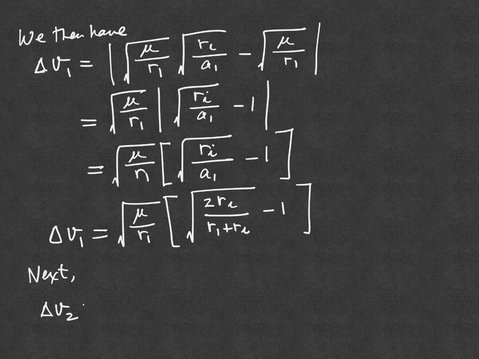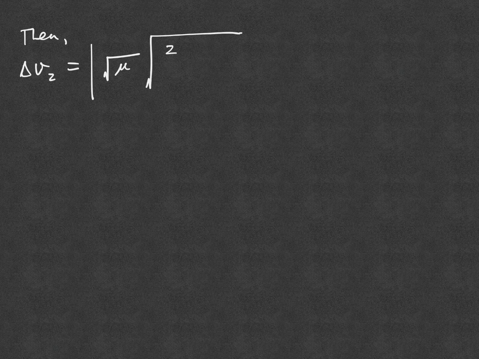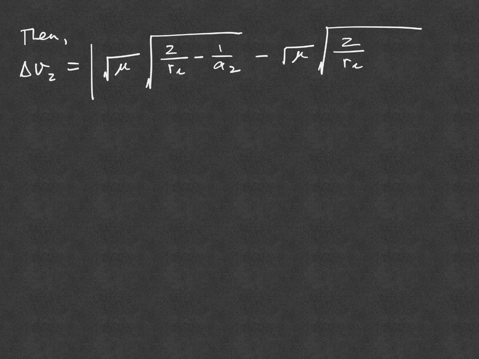So delta V2 is equal to the absolute value of V2 plus minus V2 minus. Now let's write each of these out. Then delta V2 is equal to the absolute value of the square root of mu times the square root of 2 over Ri minus 1 over A2, minus the square root of mu times the square root of 2 over Ri minus 1 over A1. Now let's simplify each one of these in turn.